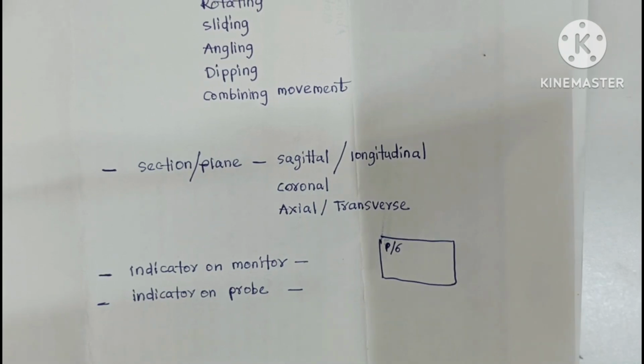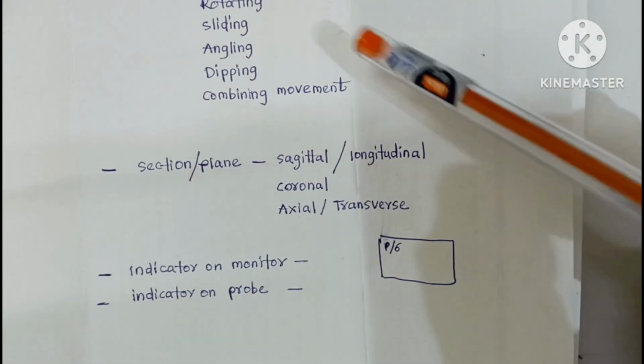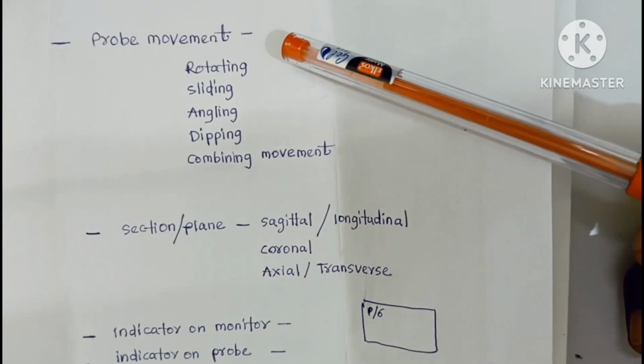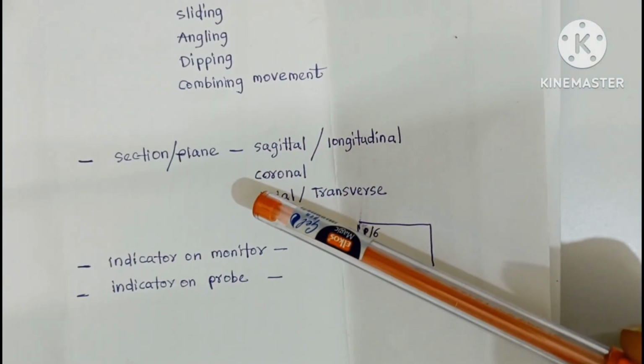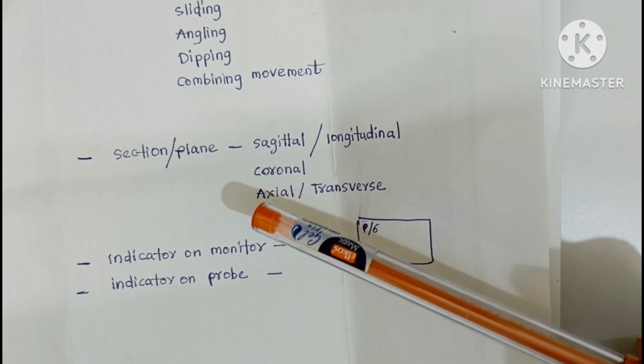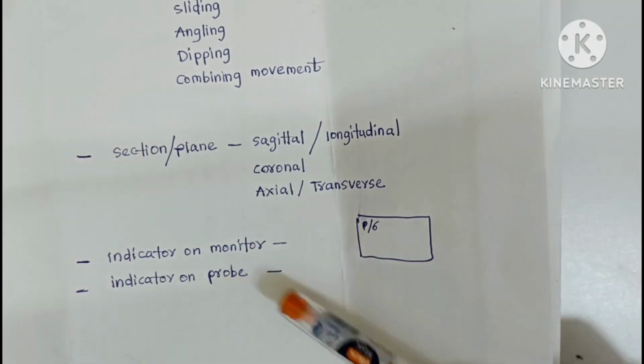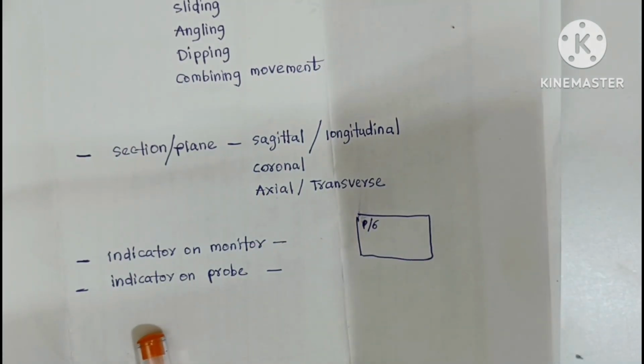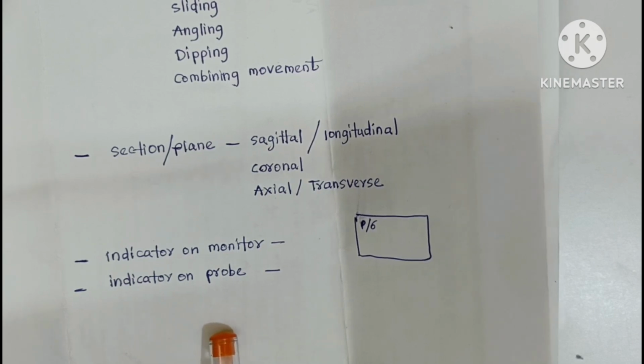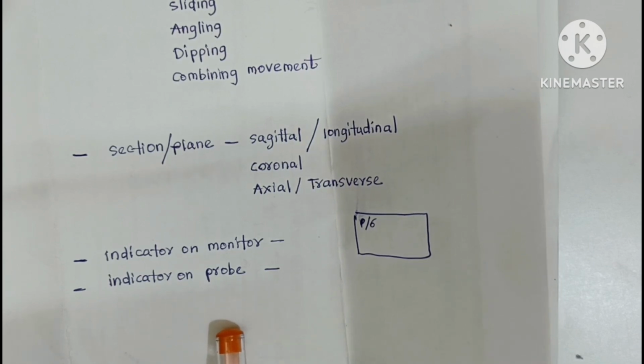Hello friends, today we will discuss different types of probe movements, different types of section in ultrasound examination, the indicator on the monitor and the indicator on the probe. First of all, we discuss different types of section or plane in ultrasound examination.